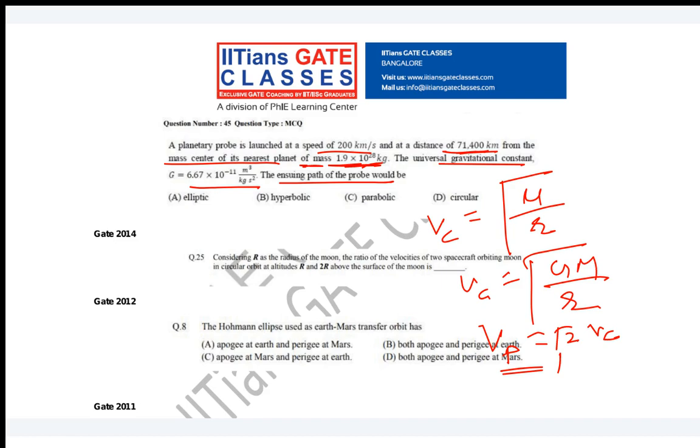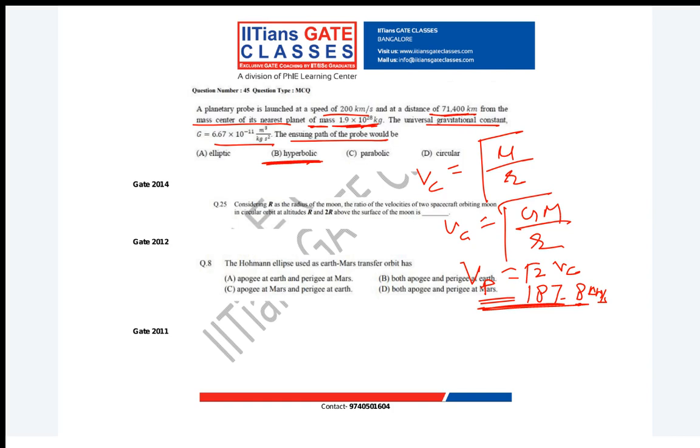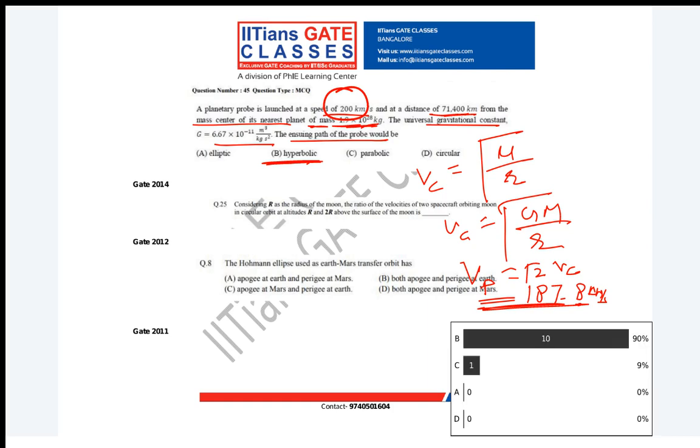So 187.8 kilometers per second is the parabolic velocity requirement at that radius. Since the velocity is more than that, the orbit is hyperbolic, because they already told us the speed at which it is launched is 200 kilometer per second. So the orbit is a hyperbolic orbit. Okay, so let's move to the next question.